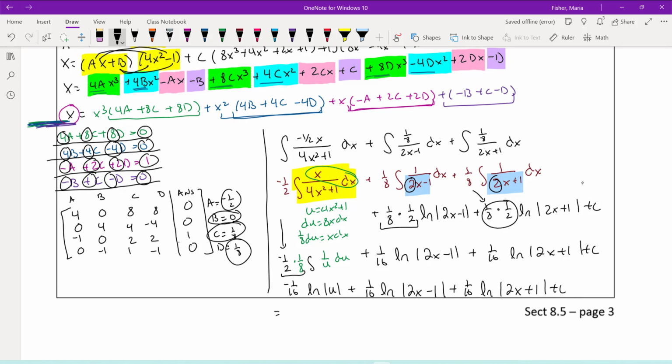And we end up with negative 1/16 times the natural log of the absolute value of 4x squared plus 1, and then plus 1/16 times the natural log of the absolute value of 2x minus 1, plus 1/16 times the natural log of the absolute value of 2x plus 1, plus c.